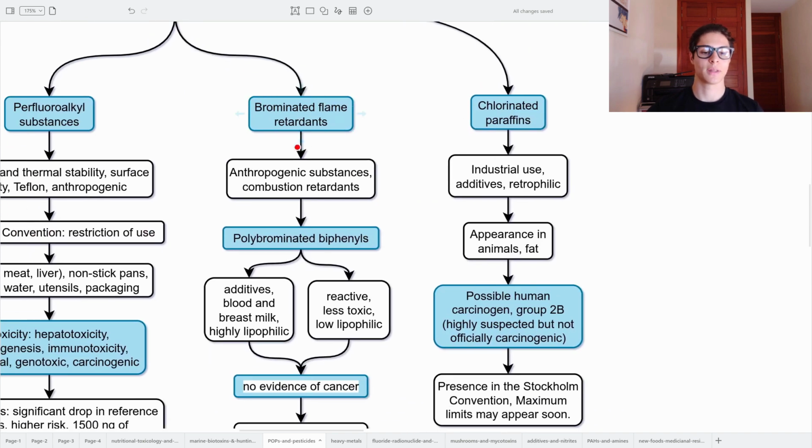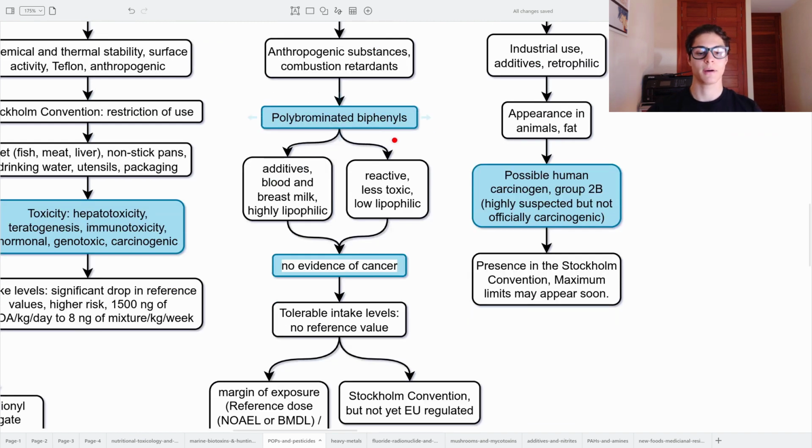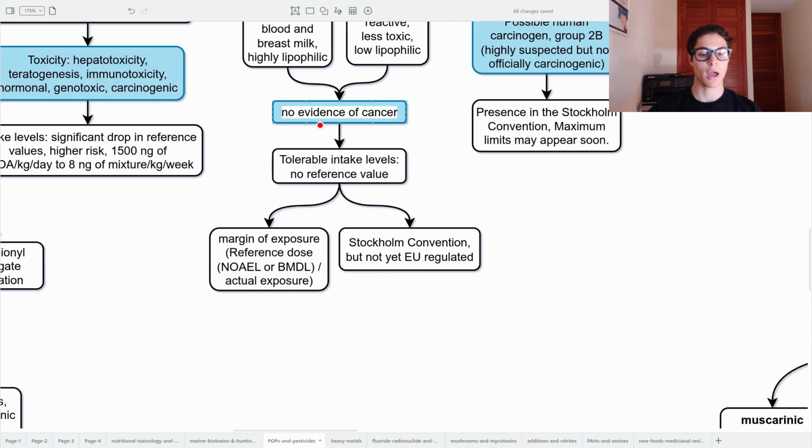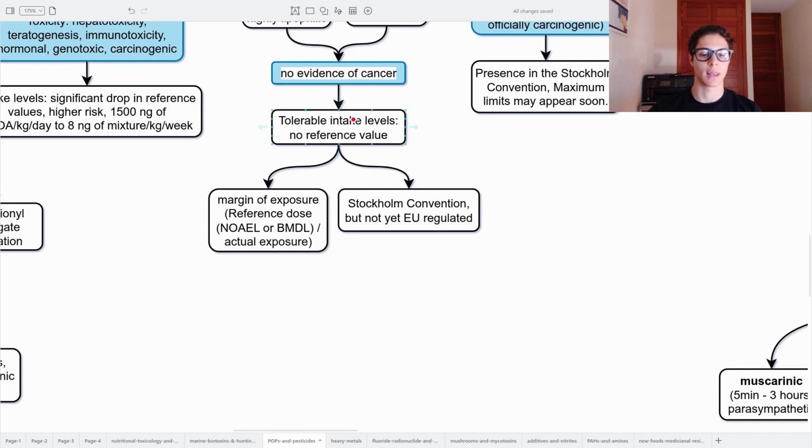Then we have the brominated flame retardants. These are anthropogenic substances that basically act as combustion retardants. Polybrominated biphenyls, they can be additives or reactive. The additives are present in the blood and breast milk, and they are highly lipophilic. The reactive are less toxic because they are low lipophilic. There is no evidence of cancer of these substances, and for the tolerable intake levels, there are no reference values. So we use the margin of exposure. They are present in the Stockholm Convention, but they are not yet regulated in the European Union.